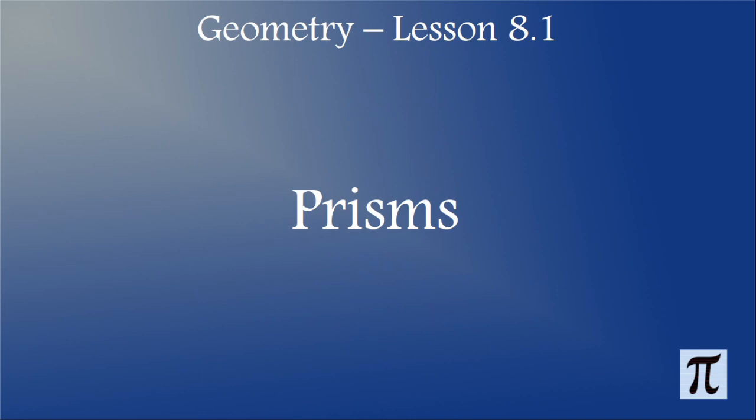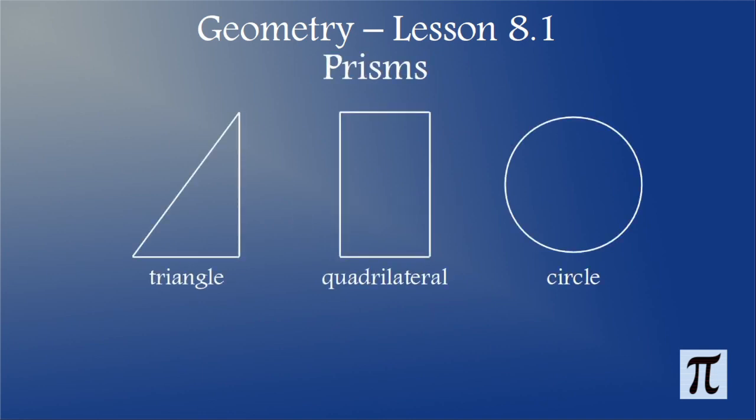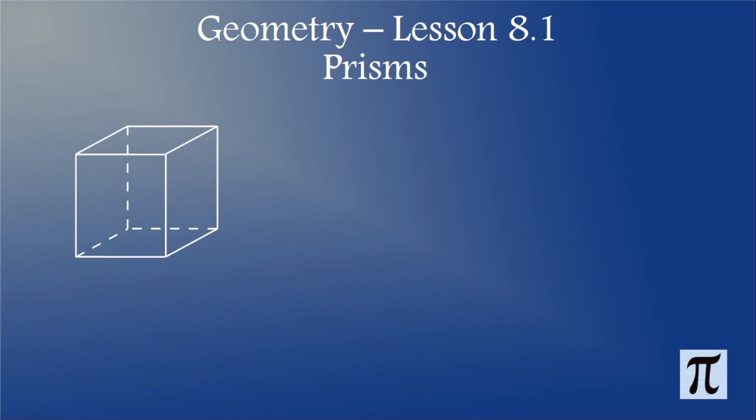Today we're up to section 8.1 where we'll be looking at prisms. In the past we've looked at figures like triangles, quadrilaterals, and circles. Today we're taking things into the third dimension. And now we have a polyhedron.